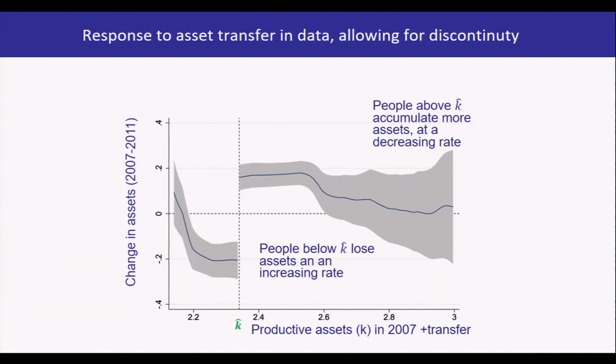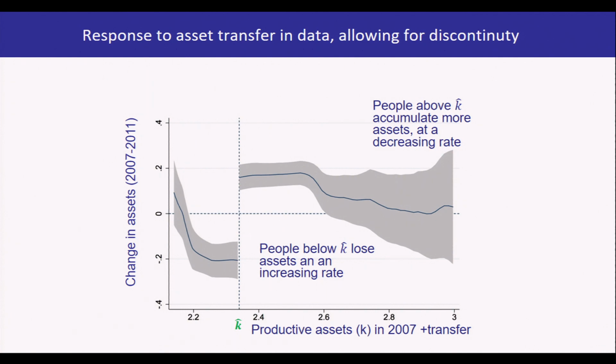If you allow for discontinuity, that's how it is. All the people below the transfer, they lose at a decreasing rate. As soon as they are above the threshold, they accumulate at a steady rate. Steady or decreasing, depending on how you interpret the thickness of those bands. So there's clearly here a threshold that determines how people respond to the transfer.